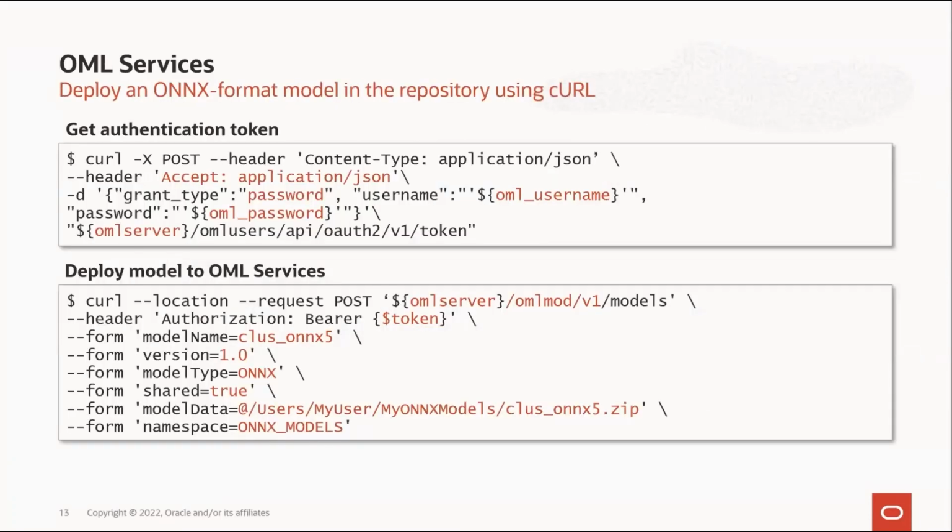To deploy this model to OML Services, we first get an authorization token, as shown here using curl. Note that we're using the simplified URL format without the tenancy OCID or the database name. Then in the second curl command, we store the model by passing the model's name and version, that the model type is ONNX, and whether this is a shared model. We also specify the zip file that contains the ONNX format model and metadata. Optionally, we can specify a name for organizing models into groups.